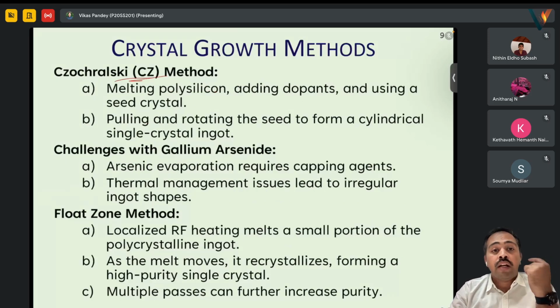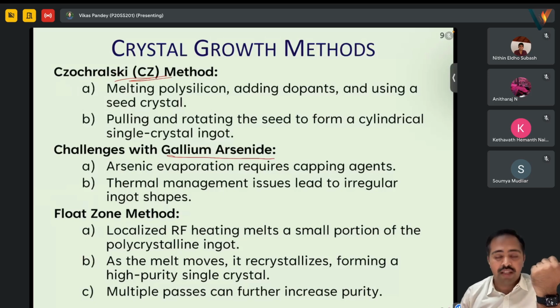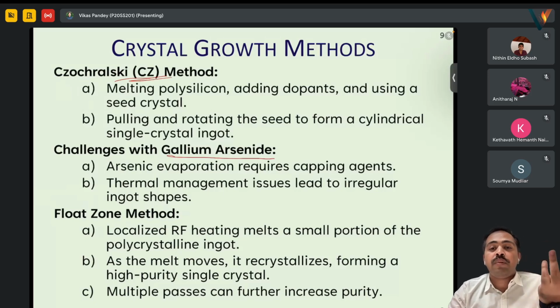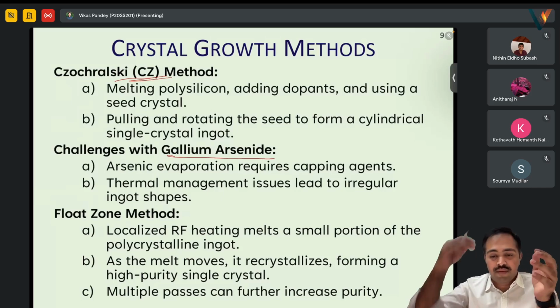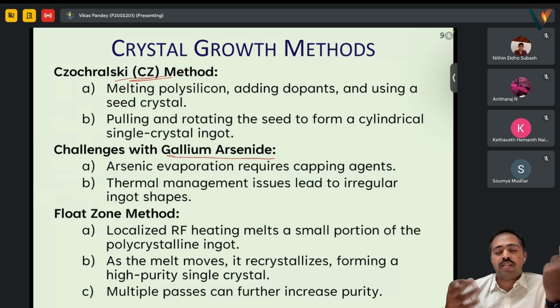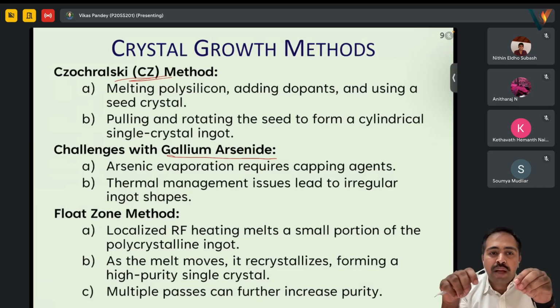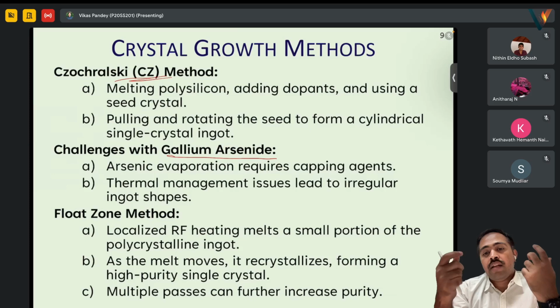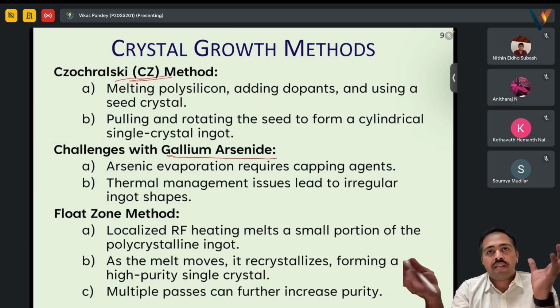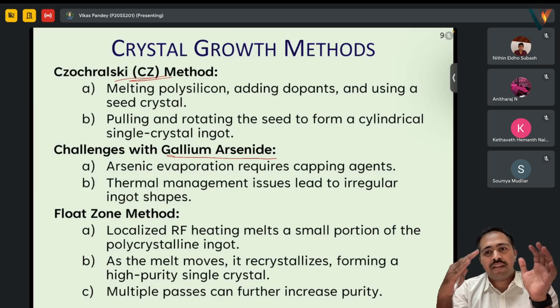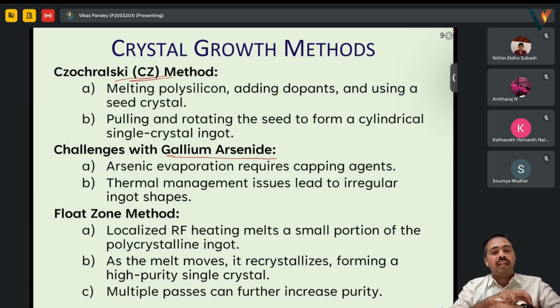For crystal growth we have seen the CZ method. But with the CZ method there is a problem when you use the same method for gallium arsenide: arsenic evaporates in the molten state. So you have to add some capping agent, and if you are not going too high with the thermal management, you will get an irregular ingot, that cylindrical part.